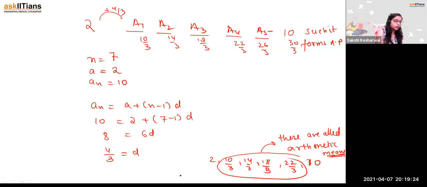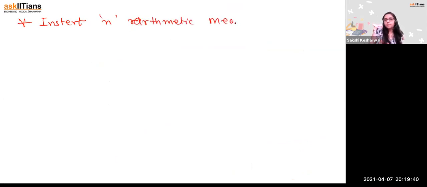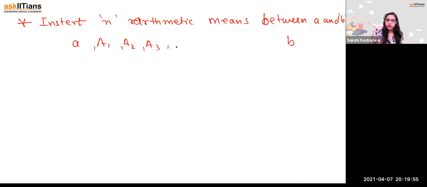Chalo, we'll do one derivation. The derivation is like this. It says: insert n arithmetic means between A and B. So you have A and B, and you have to insert A1, A2, A3, and so on till A of n. Now you have to just find this.